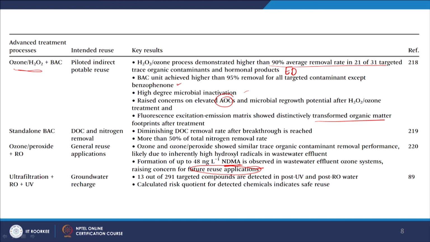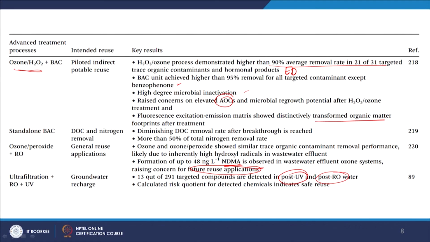Also, they did ultrafiltration followed by RO followed by UV treatment, and they noticed that 13 out of 291 targeted compounds were detected after UV and after RO. So, we notice that none of our techniques, even advanced oxidation and advanced treatment techniques, are foolproof. More studies are required to see why these compounds are still present in water, how they affect health, and how much reclaiming of the water is permissible and how much is not.